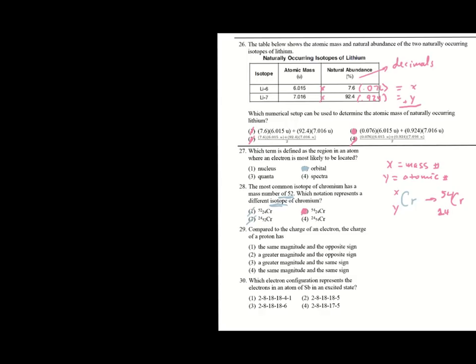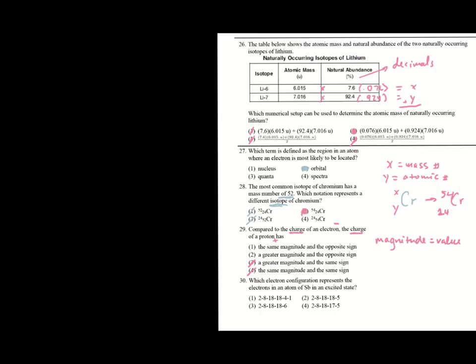Number 29. Compared to the charge of an electron, the charge of a proton has what? So, okay, we know electron is negative, proton is positive. Now look at these words, magnitude. Magnitude means the value of it. The sign means positive or negative, direction. So we know they have opposite signs. That's for sure. So we're looking at the value of the charge.